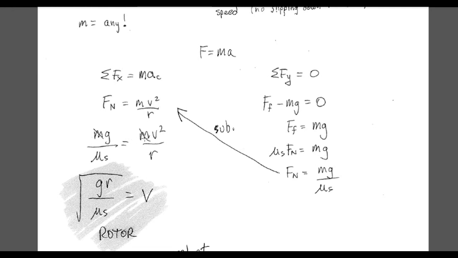So the m's drop out, and I solve for v. The square root of g times r over mu is the minimum tangential velocity so that a person will not slip down the wall.